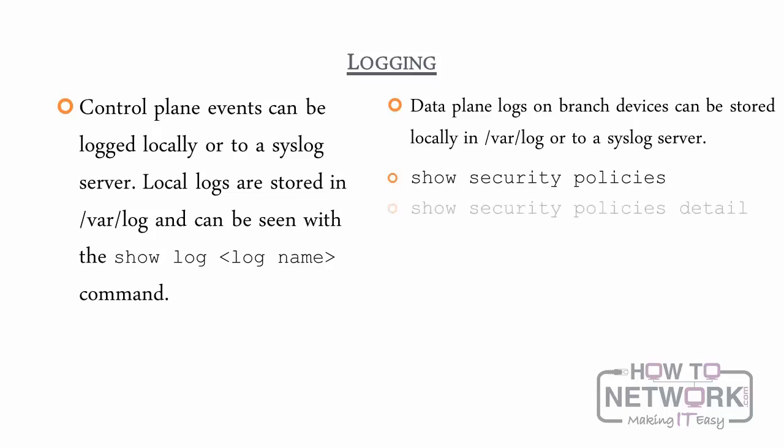Control plane events can be logged locally or to a syslog server. Local logs are stored in the /var/log directory and can be seen with the show log command and then the log name. Data plane logs on branch devices can be stored locally in the /var/log or to the syslog server.